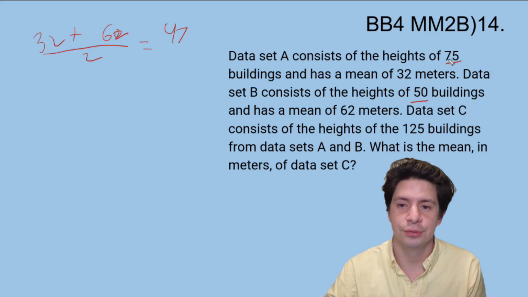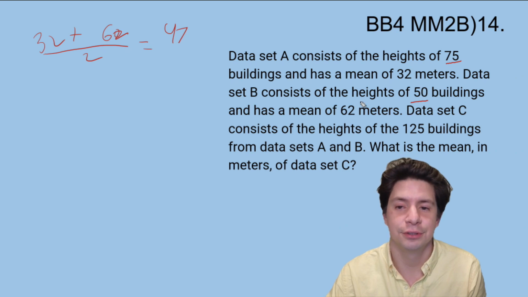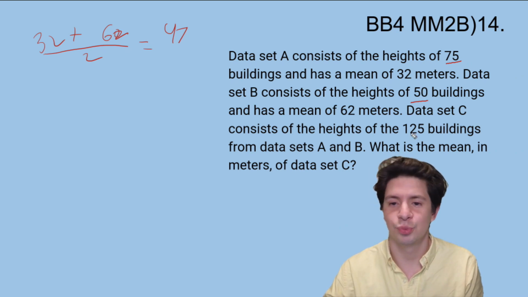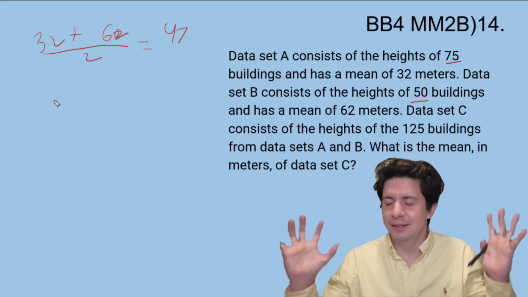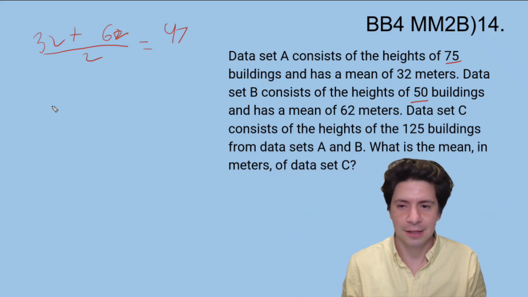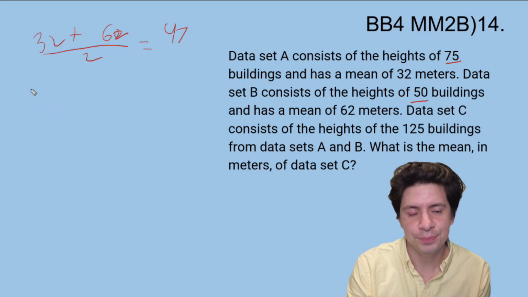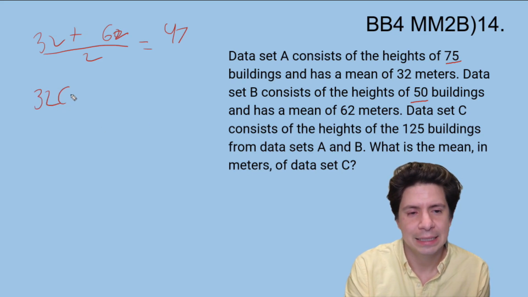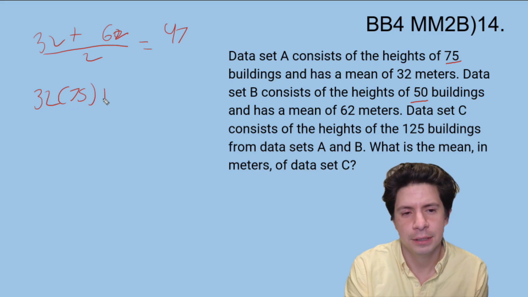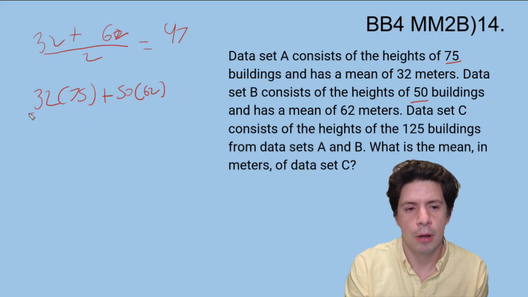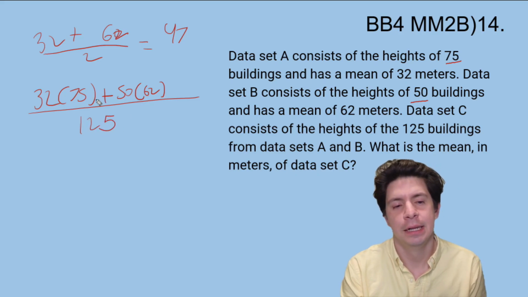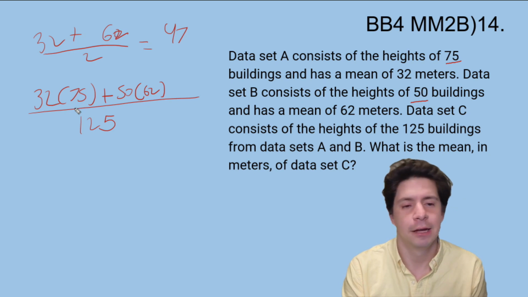So what you do is 75 times 32 plus 50 times 62, divided by the total number of buildings, which is 125, right? And I really can't stress how much this is fun to me. So we're going to do 32 times 75 plus 50 times 62, all over 125, okay?